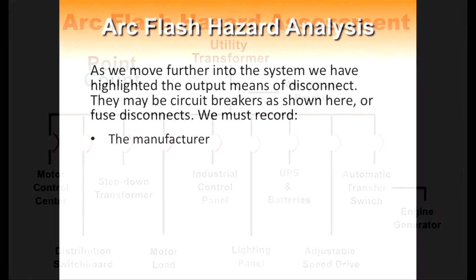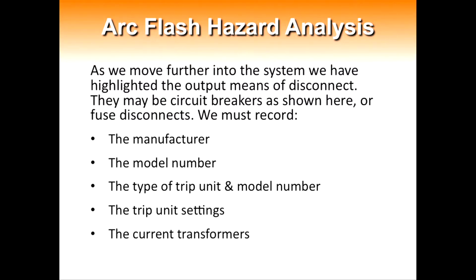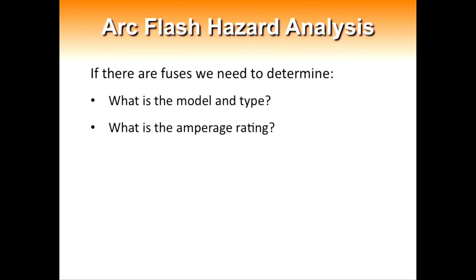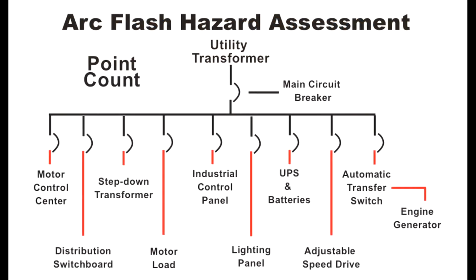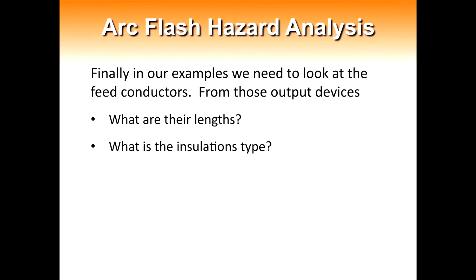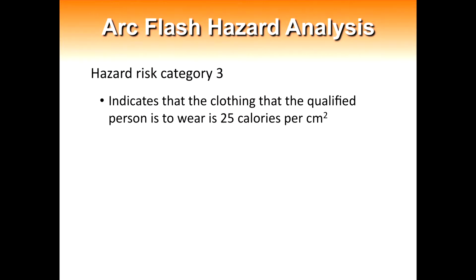We must record the manufacturer, the model number, the type of trip unit and model number, the trip unit settings, the current transformers. If there are fuses, we need to determine what is the model and the type, and what is the amperage rating. Finally, in our examples, we need to look at the feed conductors. From those output devices, we need to determine what are their lengths, what is the insulation type, what type of conduit is being used, what type of bus is being used, and we need to know the size, length, and amperage rating.